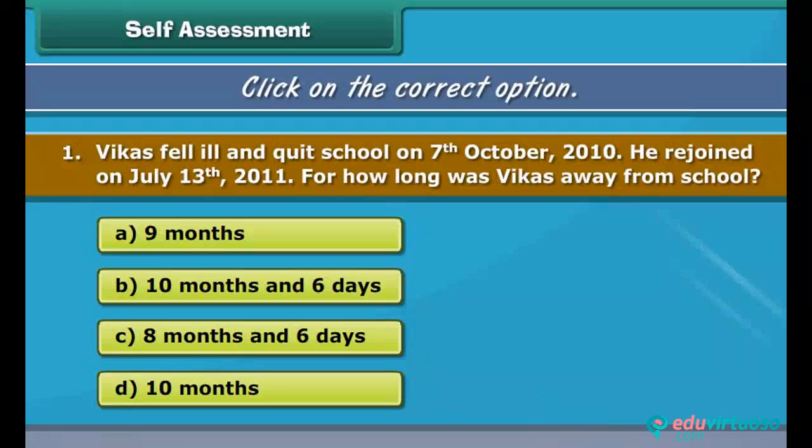Number of months, self-assessment. Kids, it's time to know what you have learned. Read questions carefully and click on the correct option.